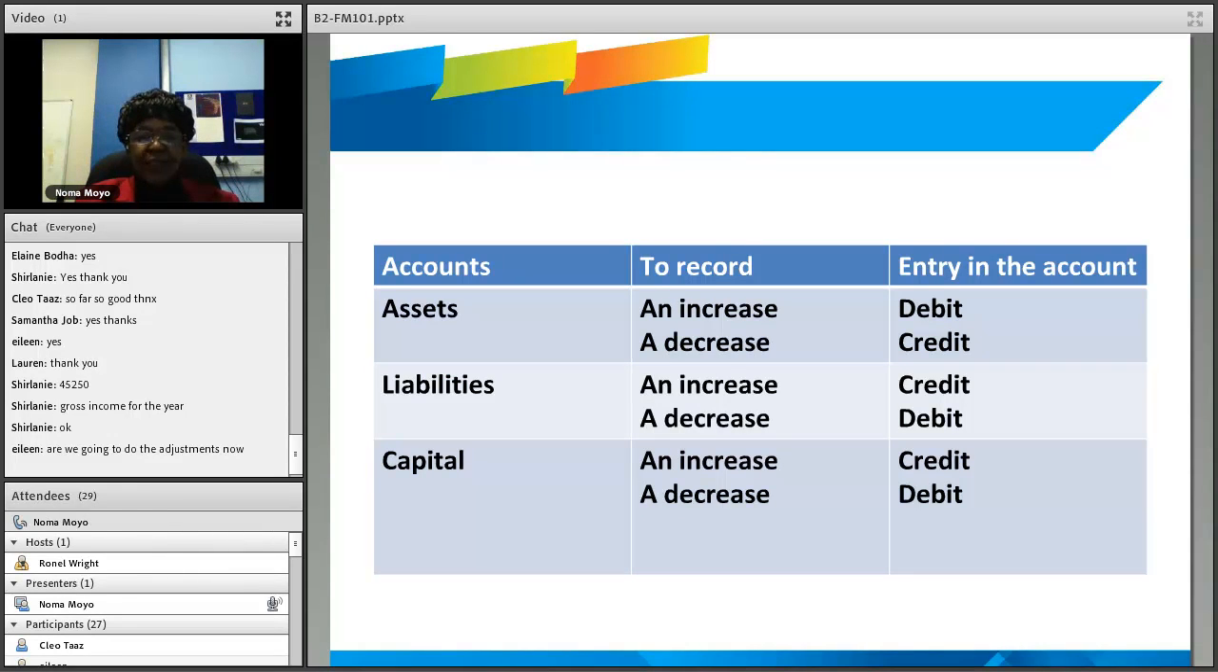Then accounts. Assets carry debit balance. To increase an asset, you debit. To decrease an asset, you credit. Liabilities carry credit balances. An increase in a liability is credited. A decrease in a liability is debited. Capital, like liabilities, which is part of equity, carries a credit balance. To increase, you credit. To decrease, you debit.